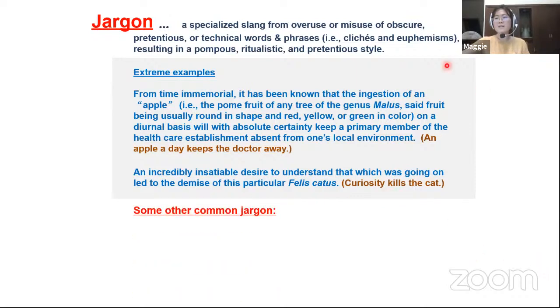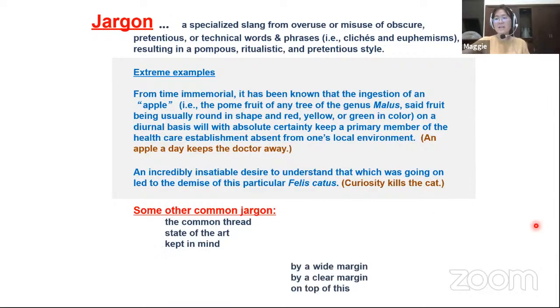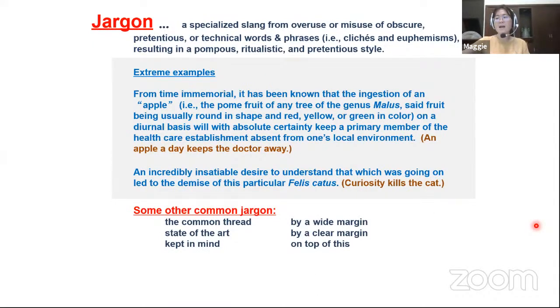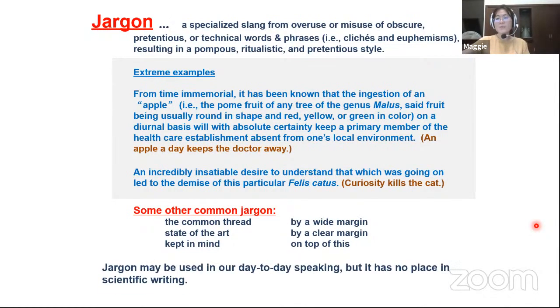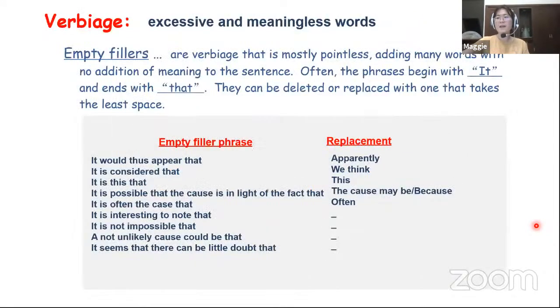Some other, these are extreme examples, but some other common jargons in our writing include the common thread, state of the art, keep in mind, by a wide margin, by a clear margin, on top of this. That's all the jargons. Just delete them. Jargon may be used in our day-to-day speaking, but it has no place in scientific writing. Okay, next error would be the verbiage.